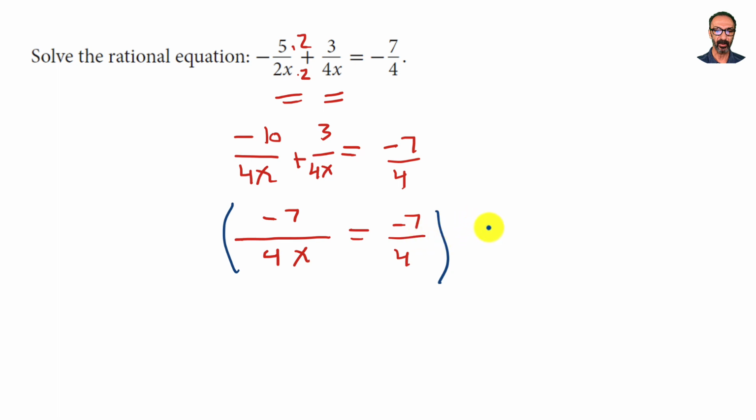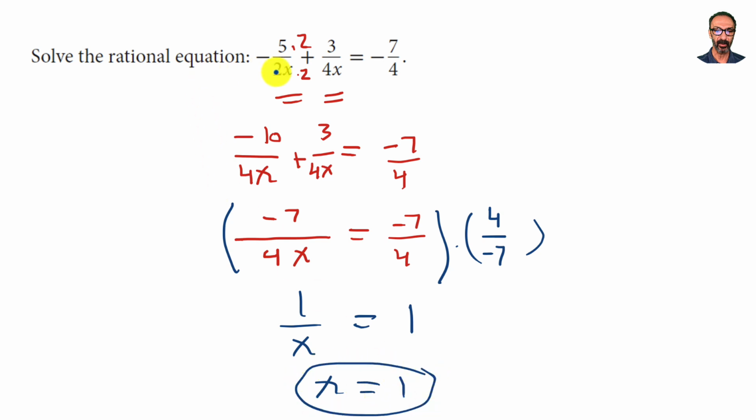Let's see what we could do. Okay, I could multiply by 4 and negative 7 both sides to clean it up. And if I do that, this cancels and the 4 cancels. You see, it's a reciprocal of minus 7 over 4 that I have on both sides. So this becomes 1 over x, and this becomes just 1. Flip it, and you get x equals 1. And 1 does not affect any of the answers or the denominators to make it 0. So we are fine. Next one.